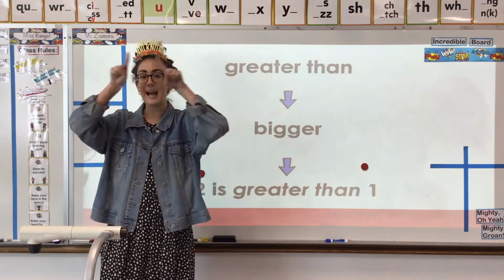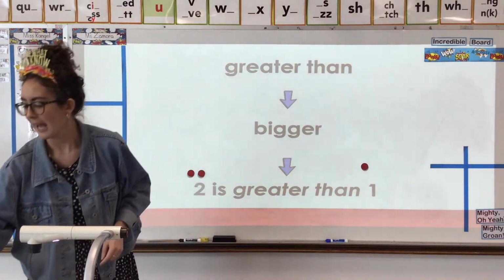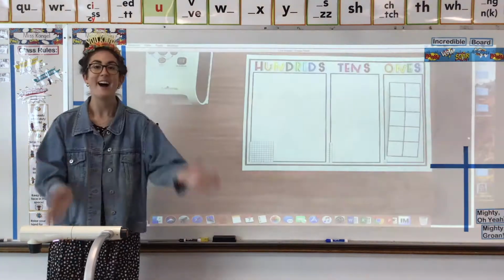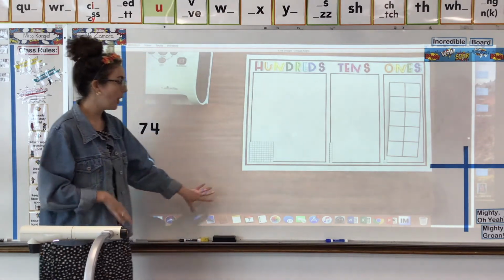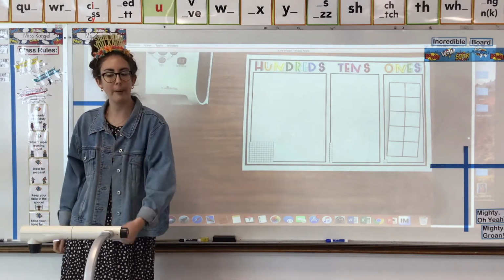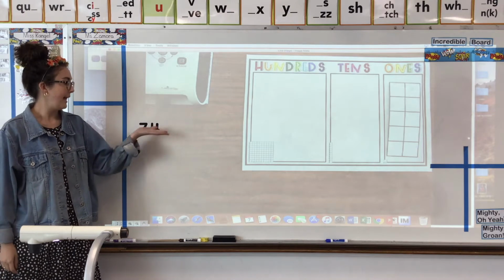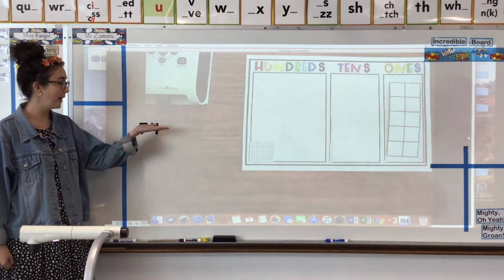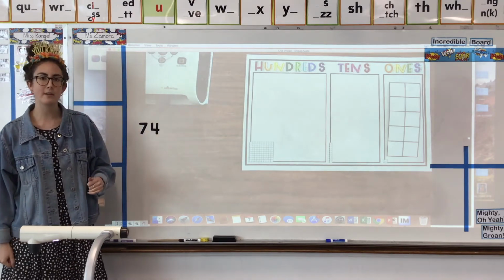So I need you to get out your place value chart and all your awesome tools and get ready to start comparing numbers. Okay, second grade, do you have your place value chart out with all your awesome tools to the side? Okay, let's start comparing. So first number, we've got 74. This is going to be the beginning of our sentence. We're going to compare how is 74 similar or different to another number.